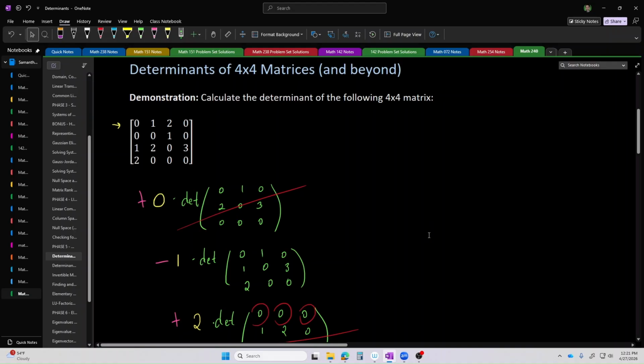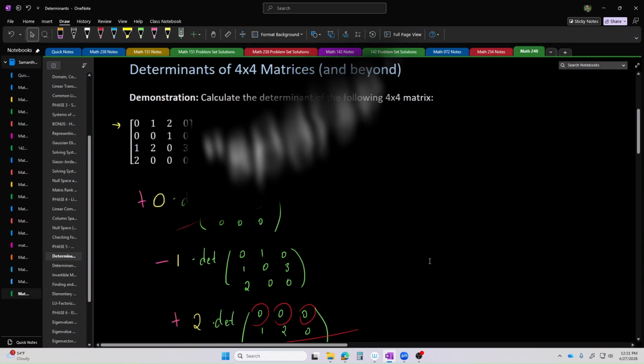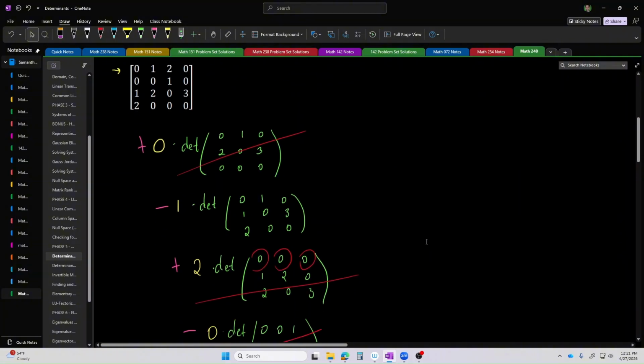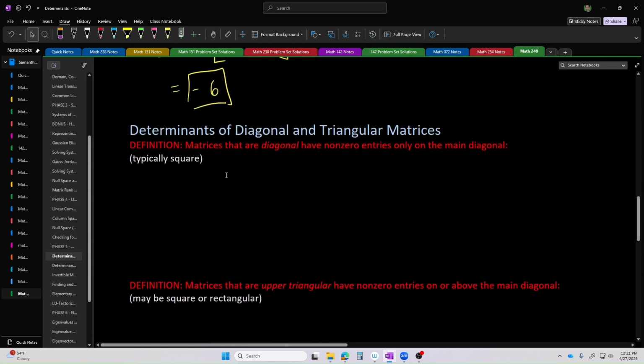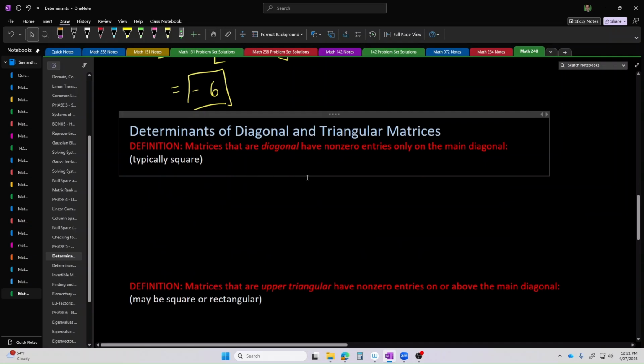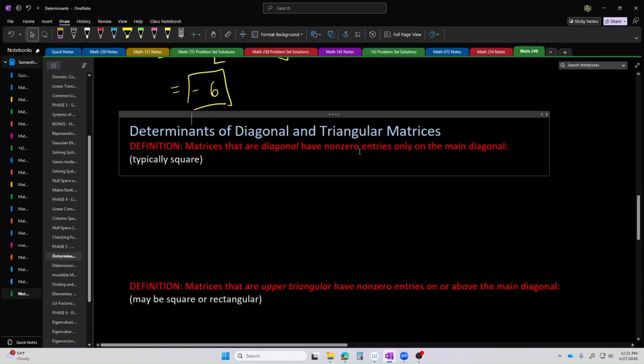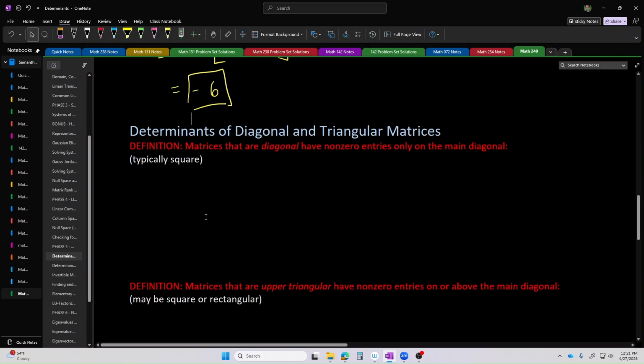And in particular, if you're lucky enough to have a matrix that has tons of zeros inside of it, what we sometimes call a sparse matrix, then calculating the determinant of even large matrices can be straightforward because a lot of the terms vanish during the calculation. So with that in mind, let's talk about what are called diagonal matrices and what are called triangular matrices.